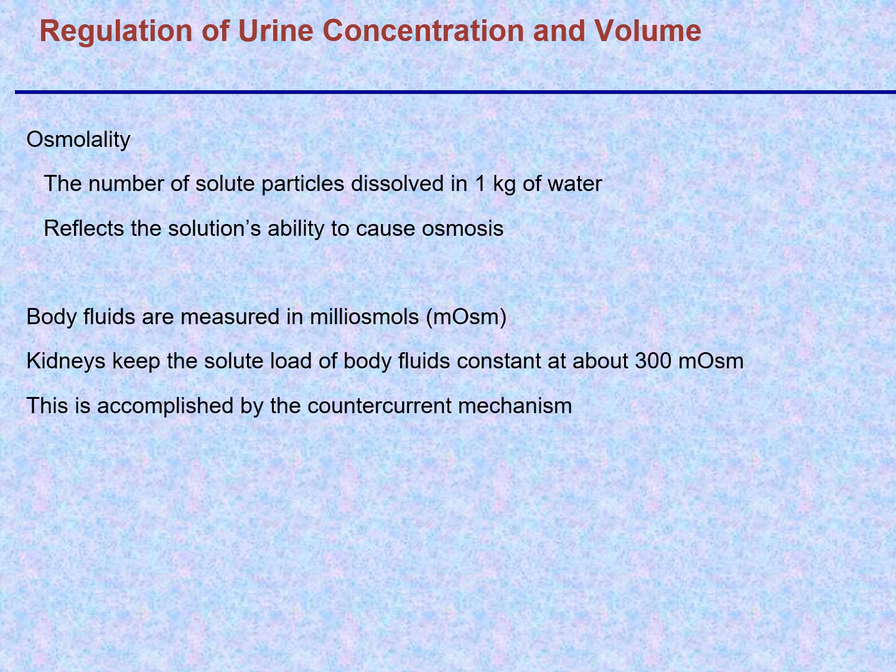Well, let's look at some of the regulatory mechanisms for the overall concentration of urine and volume. When we discuss the concentration of solutes in body fluids, we typically talk about osmolality instead of osmolarity. There's an important distinction. Osmolarity is the number of solute particles dissolved in 1 liter of water, whereas osmolality is the number of particles dissolved in 1 kilogram of water. Now, as you know, or should know, the volume of water will change with temperature, and therefore the more accurate measure is osmolality, which is solutes per kilo. Because a kilo is a kilo, whereas a liter sometimes could be a little more than a kilo or a little less. And so we talk about osmolality.